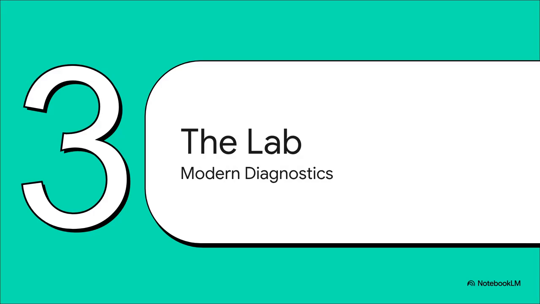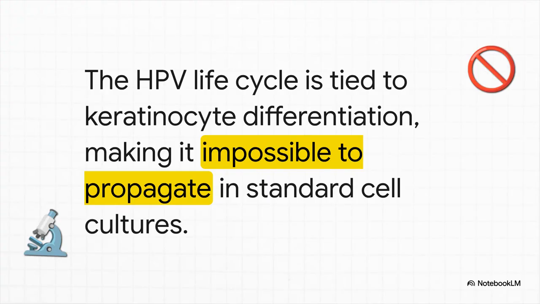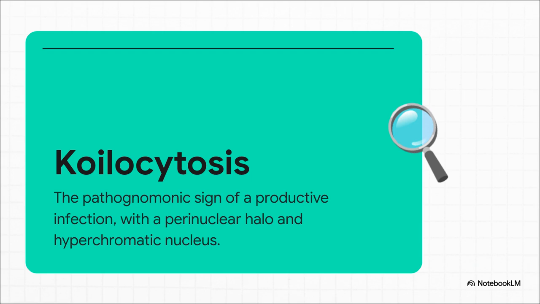All right, on to the lab. This is where we, as microbiologists, play such a central role in managing this virus. There's a fundamental challenge in working with human papillomavirus, and it's one that has shaped our entire diagnostic approach for decades, and it's this. You simply cannot grow it in a standard, conventional, monolayer cell culture. The reason is that its entire life cycle is completely tied to the differentiation process of its host cell, the keratinocyte. No differentiation, no virus replication.